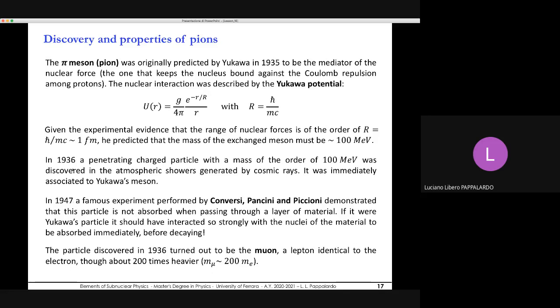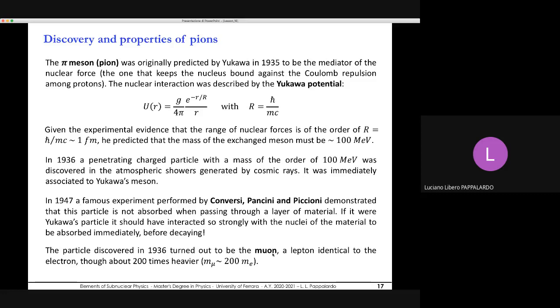Because in 1947, so more than 10 years later, a famous experiment performed by Conversi, Pancini, and Piccioni demonstrated that this particle, the one discovered in 1936, is not absorbed when passing through a layer of material. But if it were the Yukawa particle, it should have interacted so strongly with the nuclei in the material to be immediately absorbed, so absorbed before decaying. And so, indeed, it turned out that the particle discovered in 1936 could not be the pion, could not be the Yukawa particle, but something different.